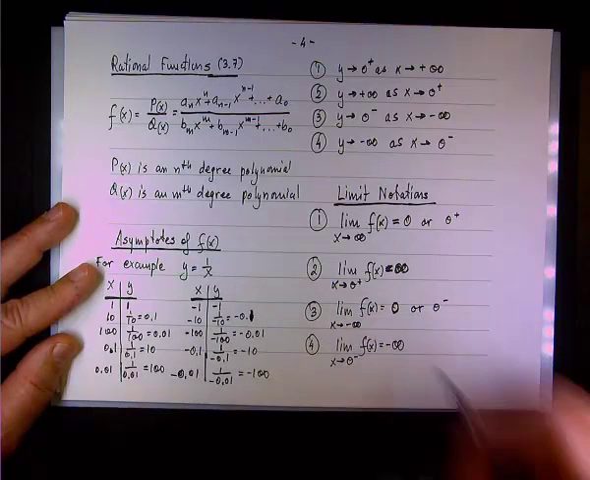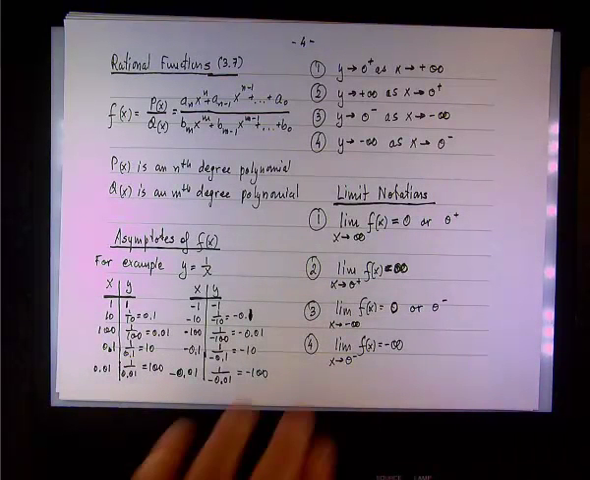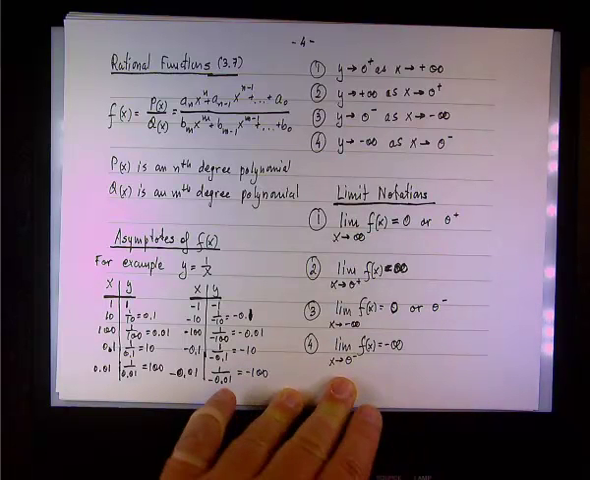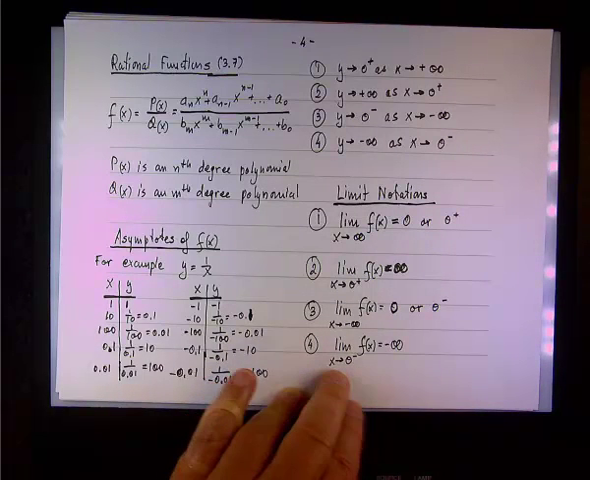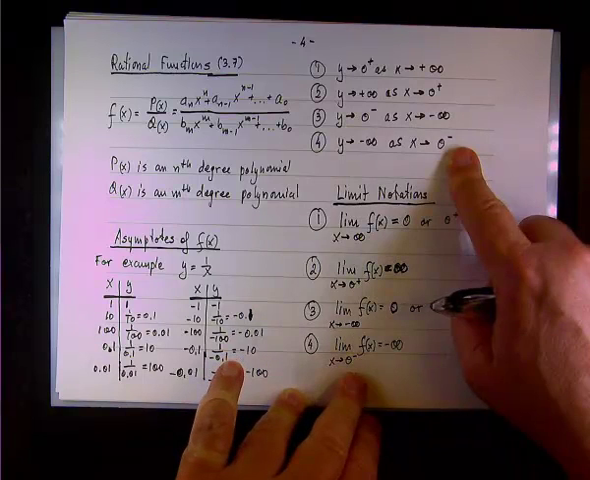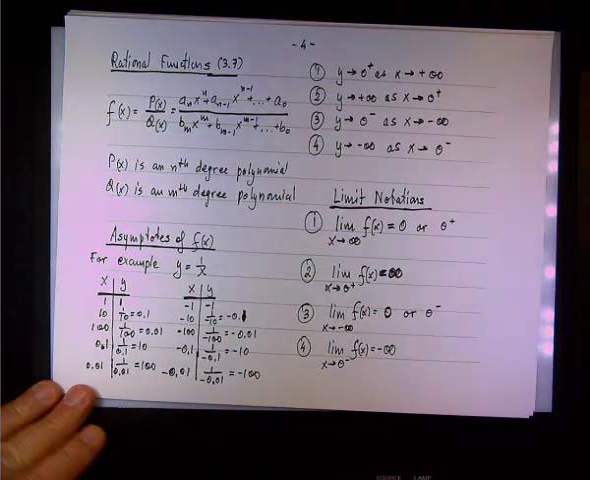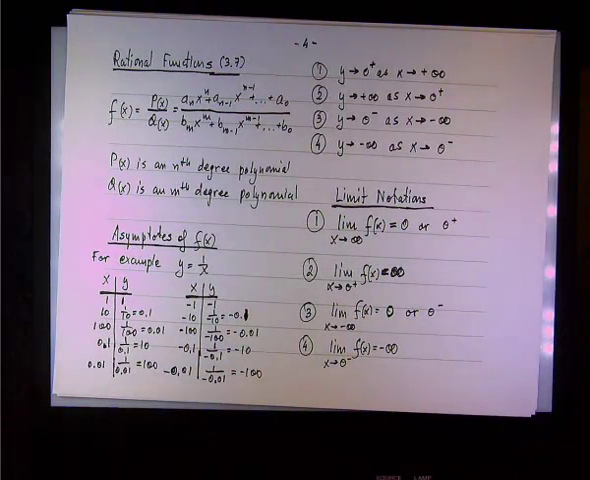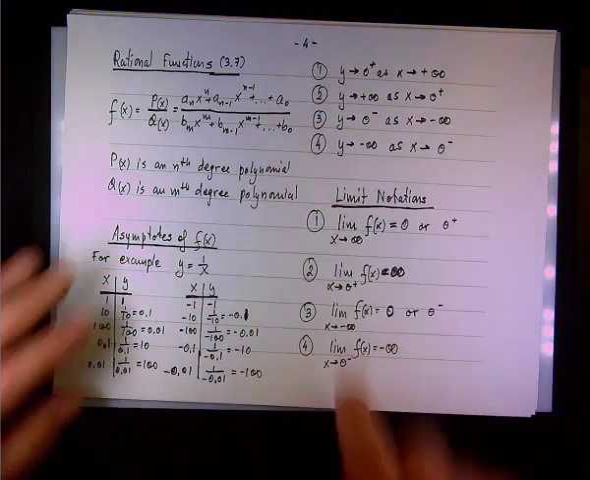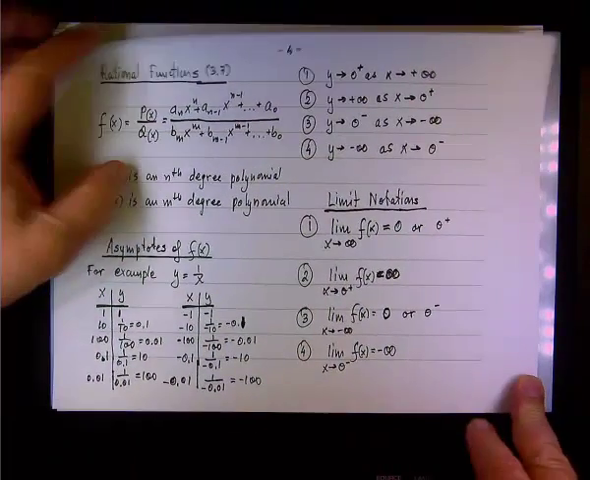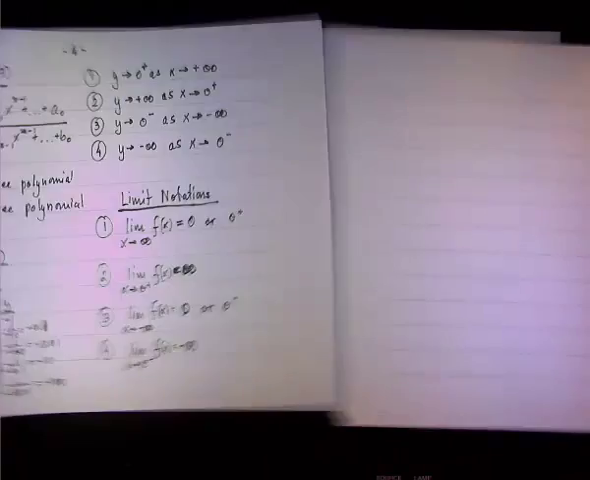And the last one, the limit as x approaches 0 from the negative side. This is important because we are talking about something we call one-sided limit. But I'm not going to elaborate on this terminology because we'll elaborate on it in Calc 1. But we're going to write it as x approaches 0 from the negative side. The limit of f of x is negative infinity. So those are the limit notations.